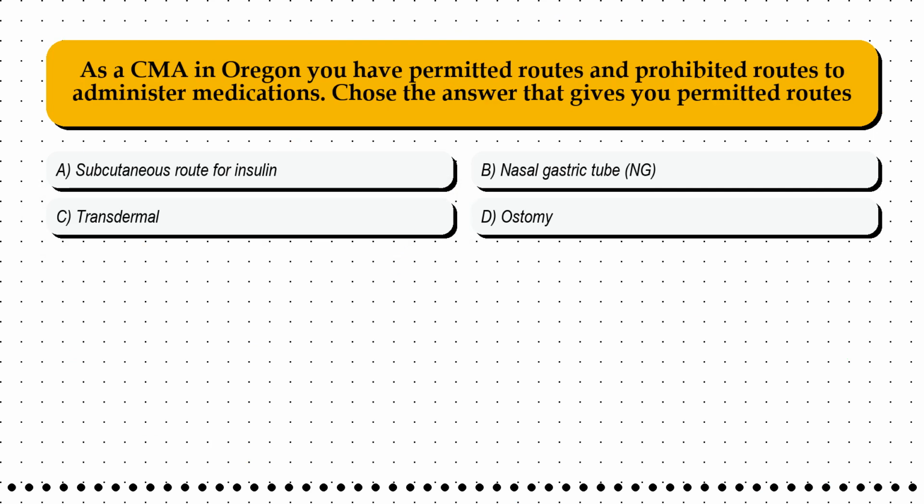The correct answer is option C, therapeutic effect. Question 374. As a CMA in Oregon, you have permitted routes and prohibited routes to administer medications. Choose the answer that gives you permitted routes. Option A, subcutaneous route for insulin. Option B, nasal gastric tube, NG. Option C, transdermal. Option D, ostomy.